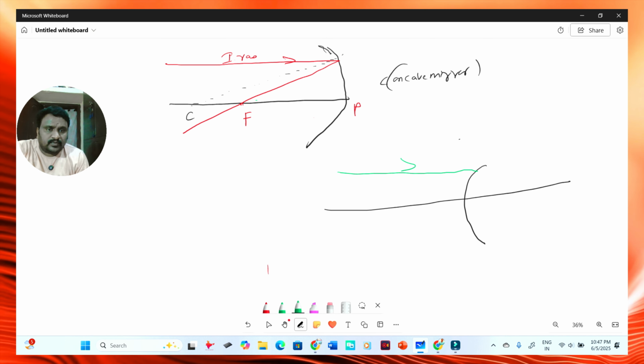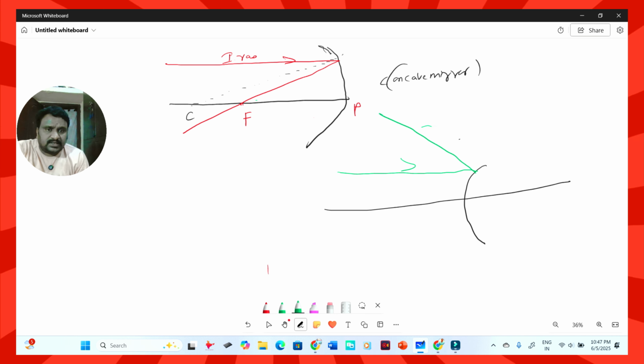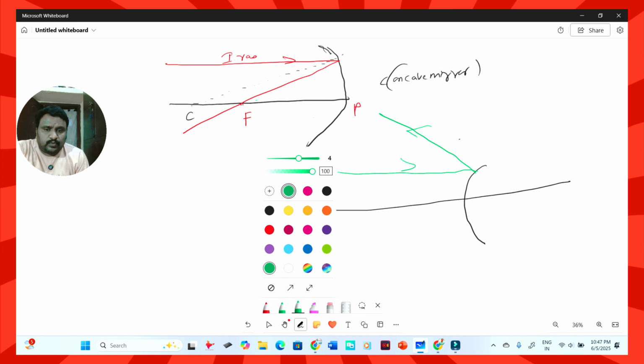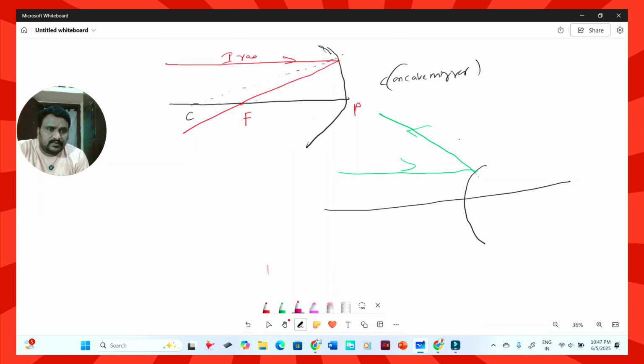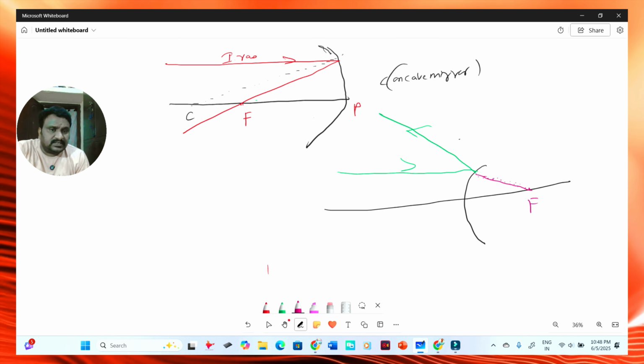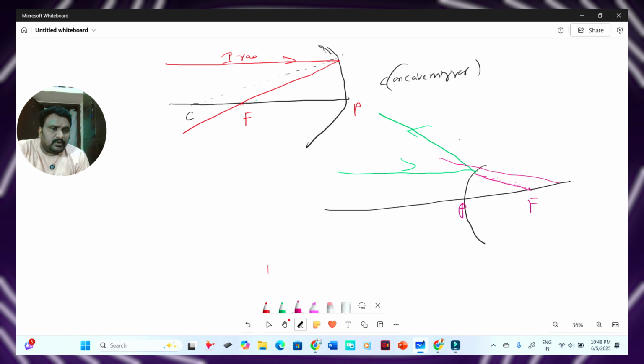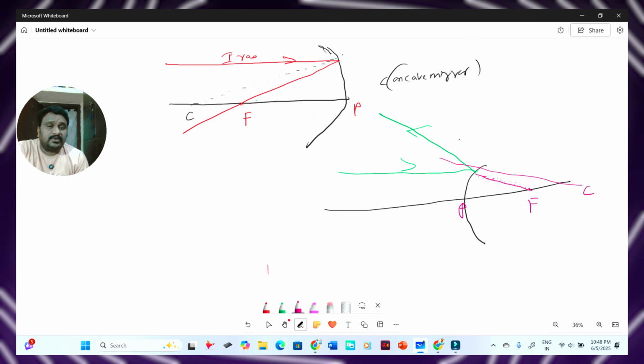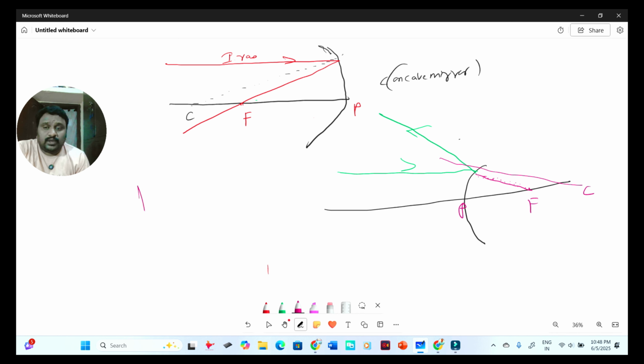Simply we'll show like this. This is the reflected ray, and now we are extending the reflected ray like this. It should pass through that particular one point. That point is the focus. And again, this is the pole, and if you draw a normal line, that should be the center of curvature. So in this way, we can understand rule number 1.